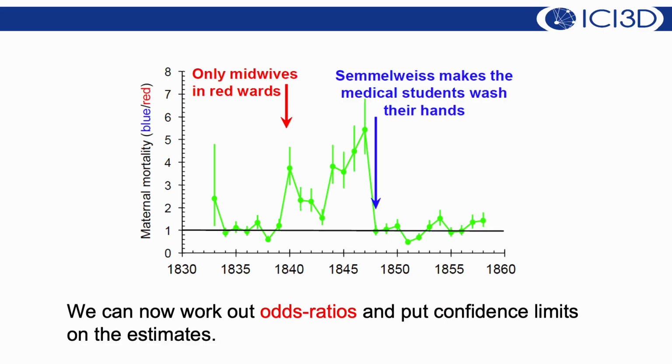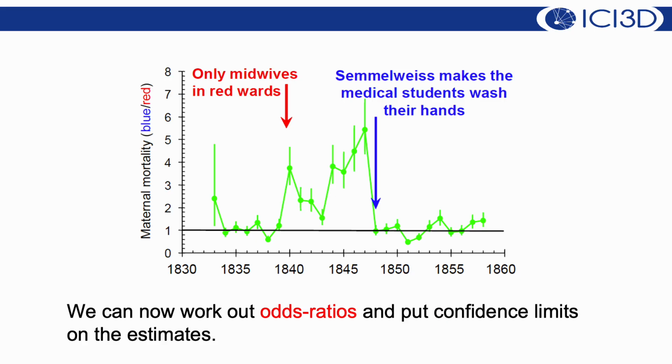So if you've got a value of 5 on the y-axis, which is what happened around 1847, that's saying between 5 and 6. What that's saying is that in 1847, if you're a mother giving birth and you're seen to by a doctor, you're around 5 to 6 times as likely to die of puerperal fever than if you were looked after by a midwife.